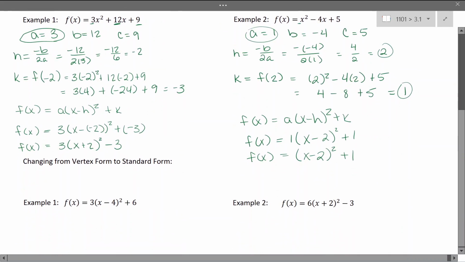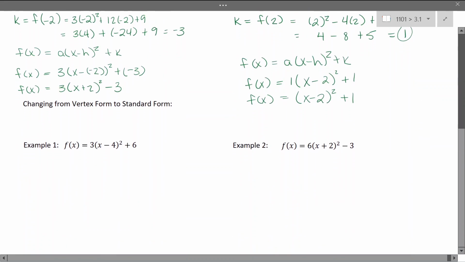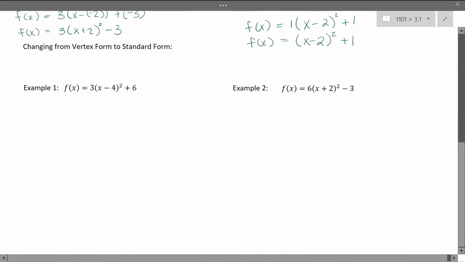Now let's talk about changing from vertex form to standard form. When we change from vertex form to standard form, all we're really doing is simplifying. So let's look at an example. Our first example is f of x equals 3 quantity x minus 4 squared plus 6. We're just going to apply our order of operations. And the very first thing that our order of operations says is to deal with exponents.